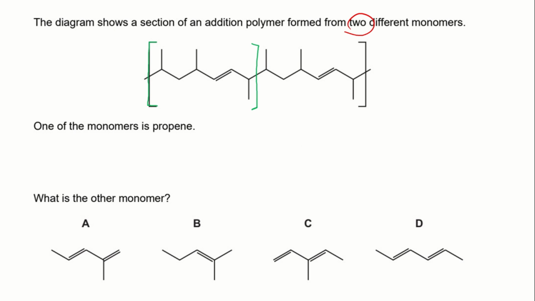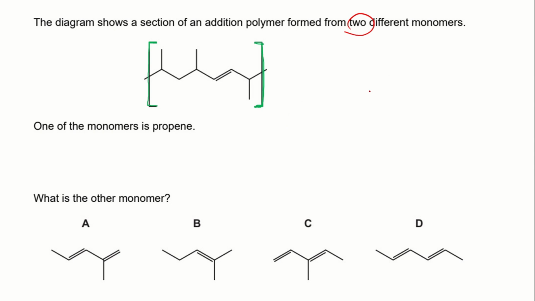The part of this section of addition polymer in the green bracket will be the repeat unit of this polymer. You can see that the next part of this section is repeating the structure in the green bracket. Now let me remove the rest of the structure which is not a part of the repeat unit so that we can focus on the repeat unit in the green bracket.